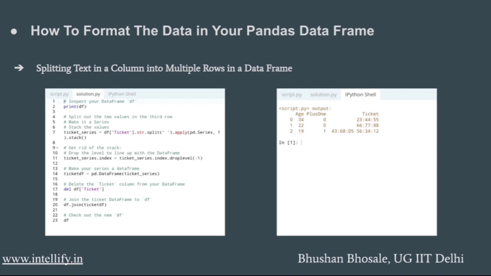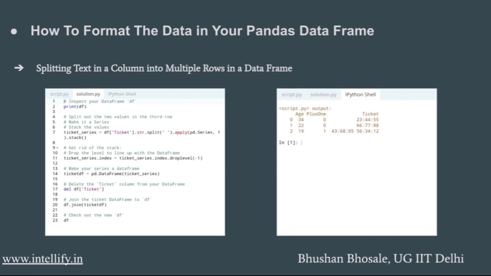Now let us see splitting text in a column into multiple rows in a data frame. So what we have to do is, in this case, if we print the df data frame, we would see the output result in the second figure, and we see that the last column, the ticket column, has a row which has 43, 68, 05, 56, 34, 12, which is bigger than the expected value. So now we have to split that text into a new row in the same column.